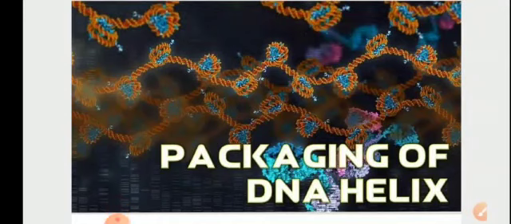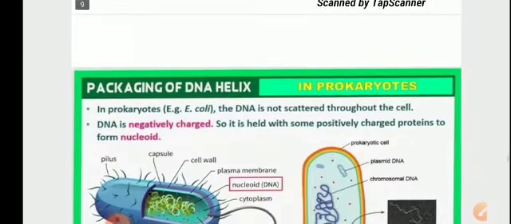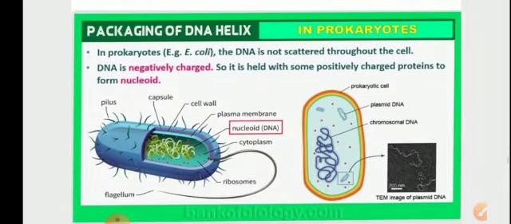In this module, we'll be continuing with our ongoing chapter, Chapter 6, Molecular Basis of Inheritance. In this module, we will be basically discussing the packaging of DNA helix, talking about the packaging of DNA helix in case of prokaryotes.